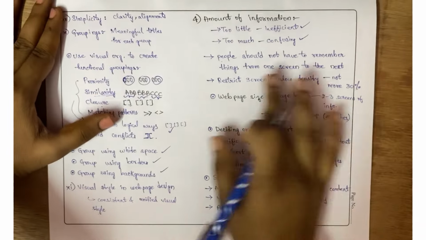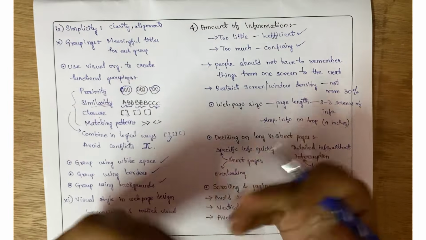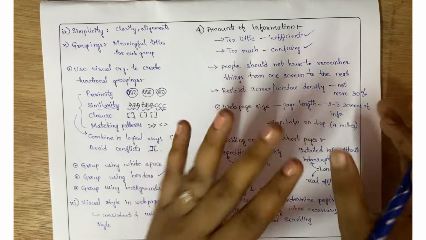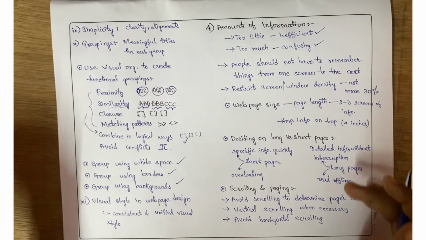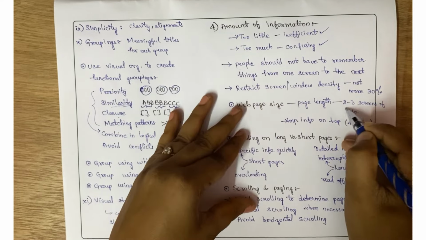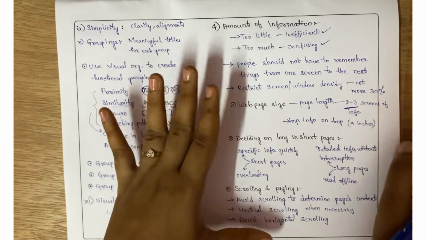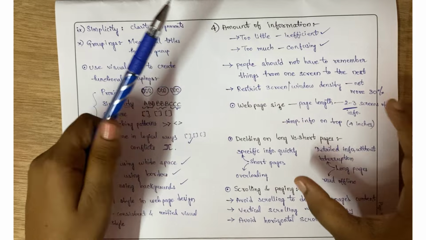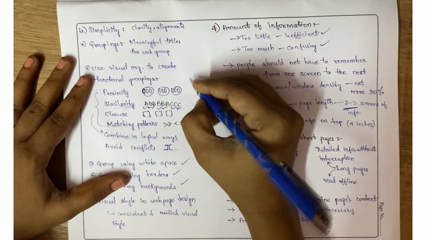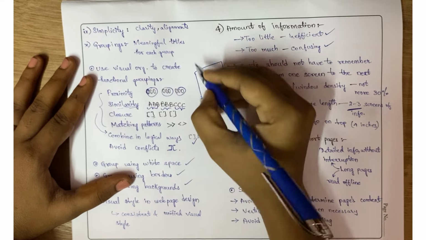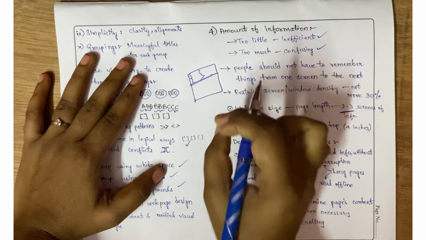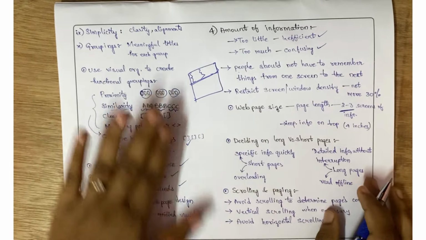Okay. And also when you're providing that information, you need to restrict the screen's window density. That means it should not be more than 30%. Okay. And coming to the web page size, a single page length should fit 2 to 3 screens of information and not more than that. And also the important content must be placed at the top, that is the top 4 inches of the page. That means now this is the page, the top 4 inches must contain the important information, either the title or any important navigation links, all should be provided here. Okay.